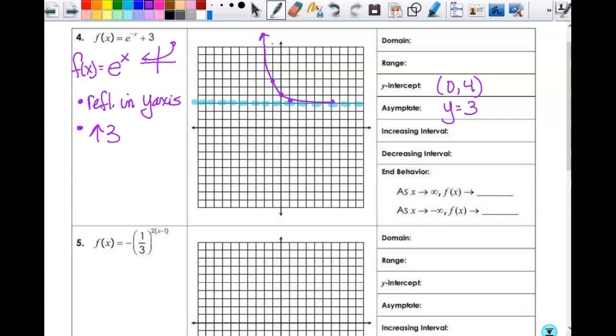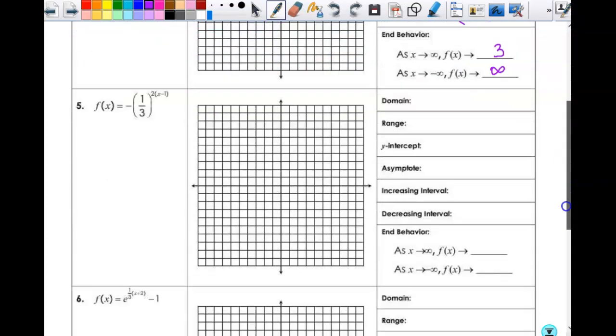All right, domain, negative infinity to infinity. Range, 3 to infinity. Is it increasing or decreasing? Decreasing, so this is none, and this is negative infinity to infinity. As x approaches infinity, f of x approaches 3. And as we approach negative infinity, f of x approaches infinity. All right, what questions do you have? All right, one more together.